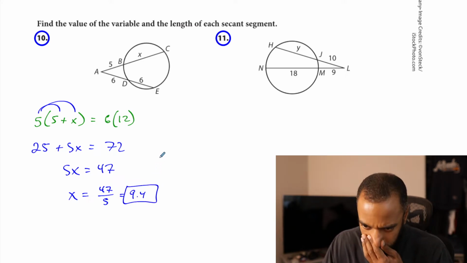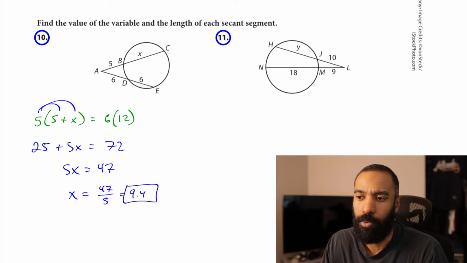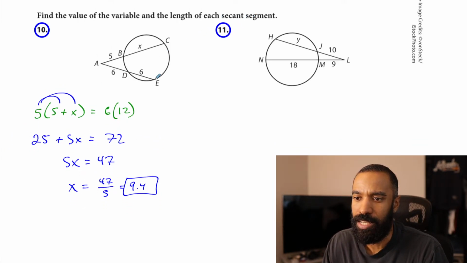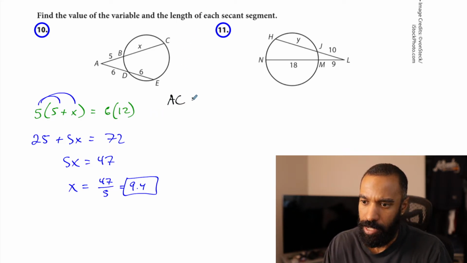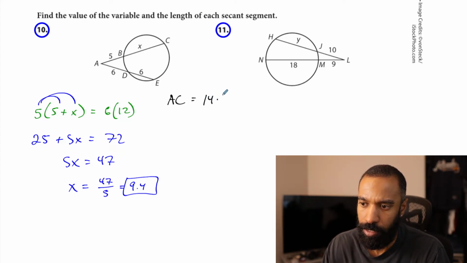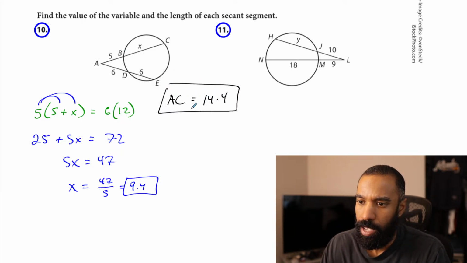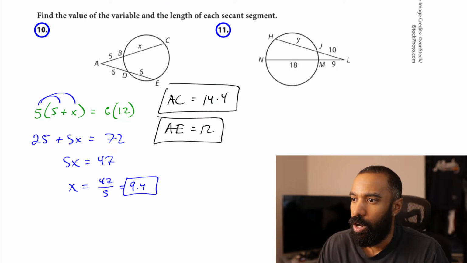Is that 47 plus 25? Yes. Okay, so 9.4. Find the length of each secant segment. We have secant segment AC, which is 5 plus 9.4. That's 14.4. And then the other one, the length of AE, is 12.